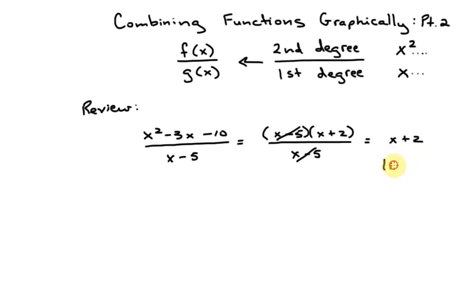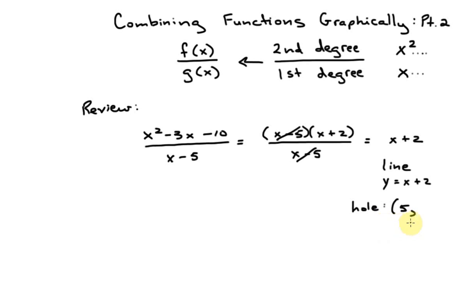Now when I look at this function, I know what its graph is going to look like. It's going to be a line. So it's a linear graph, and it has one difference from the line y equals x plus 2. Our original function had 5 as a troublesome spot. So there is going to be a point of discontinuity, or a hole, in this linear version, and that's the only thing that makes it different from this line graph here.